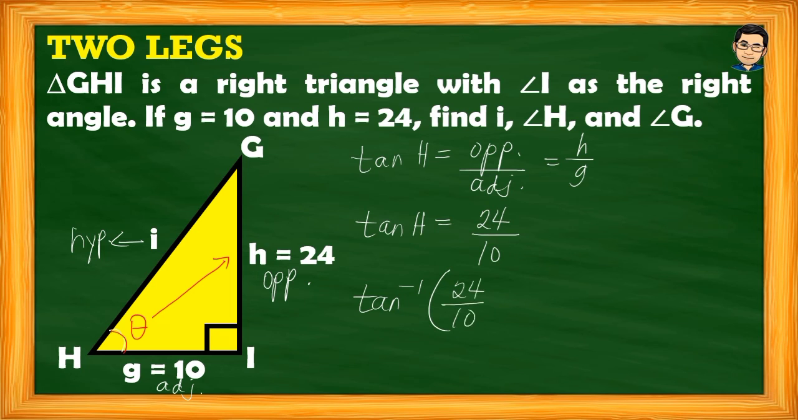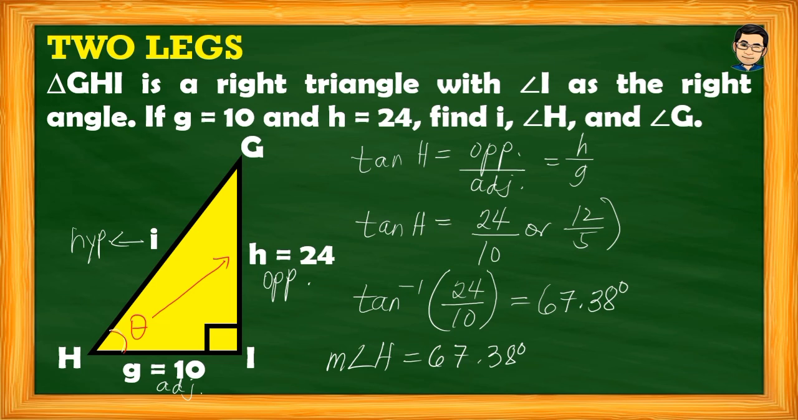So, by the way, yung 24 over 10, pwede naman natin yung i-simplify as 12 over 5. Anyway, kung 24 over 10 ang ipapress natin sa calcu or 12 over 5, it will give us the same exact answer. So, ayan na lang. 24 over 10. So, ang lilitaw pong sagot dyan is 67.38 degrees. So, what is that? That will be the measure of angle H. 67.38 degrees.